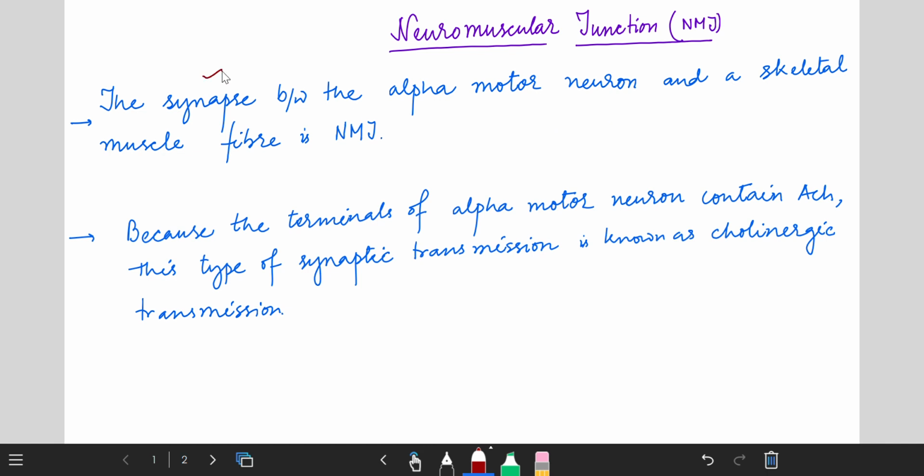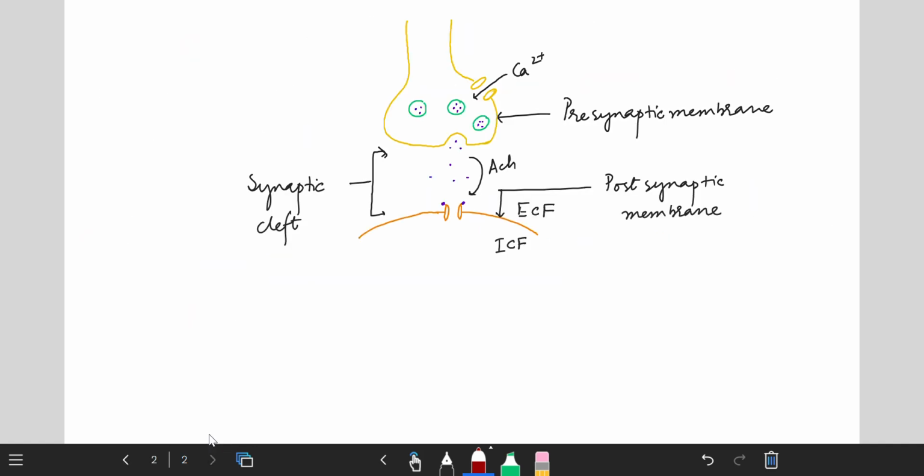So what is a synapse? It's a space between cell body and dendrites. Okay, that is a synapse. Because the terminals of the alpha motor neuron normally contain acetylcholine, this type of synaptic transmission is also known as cholinergic transmission. Clear? Now we will understand what kind of event occurs, and how it occurs, through a picture.